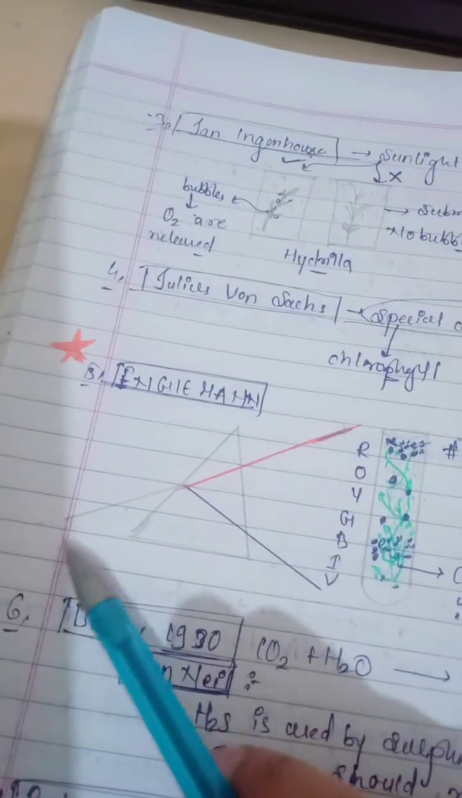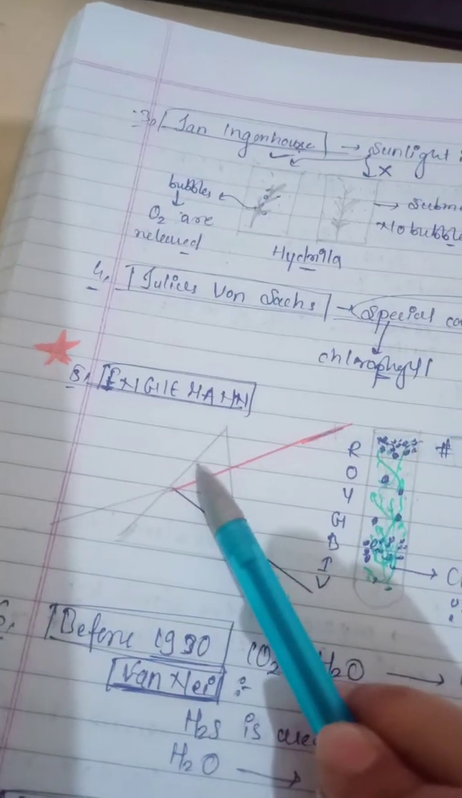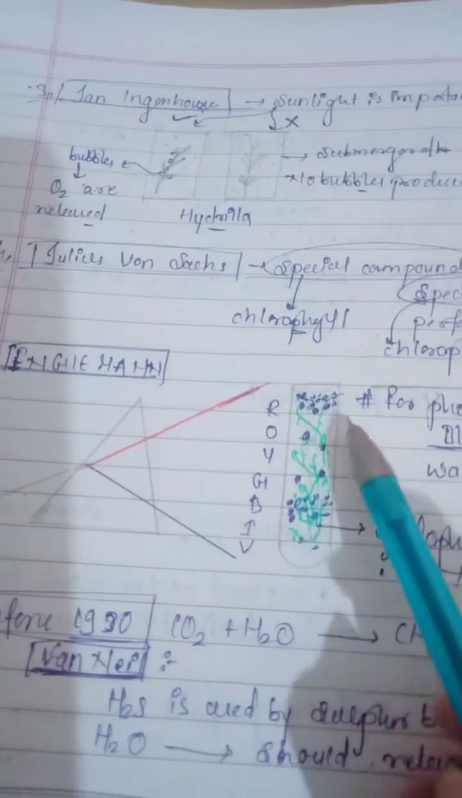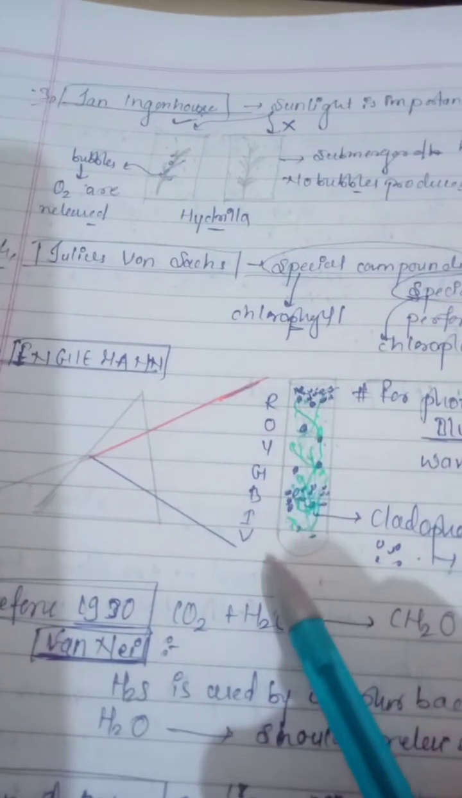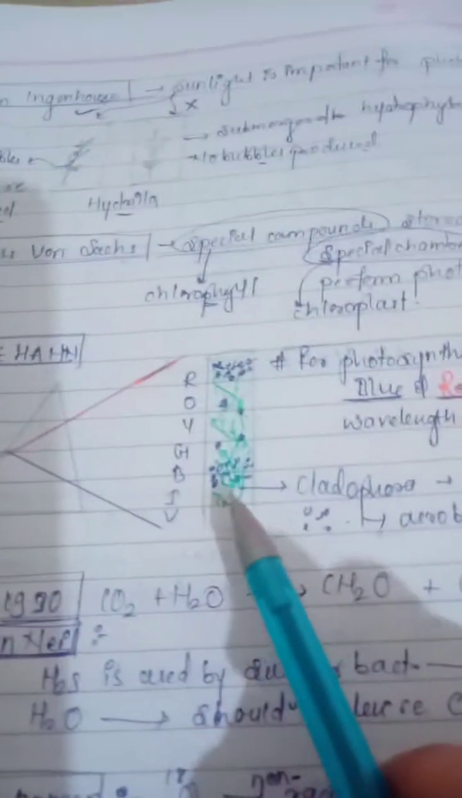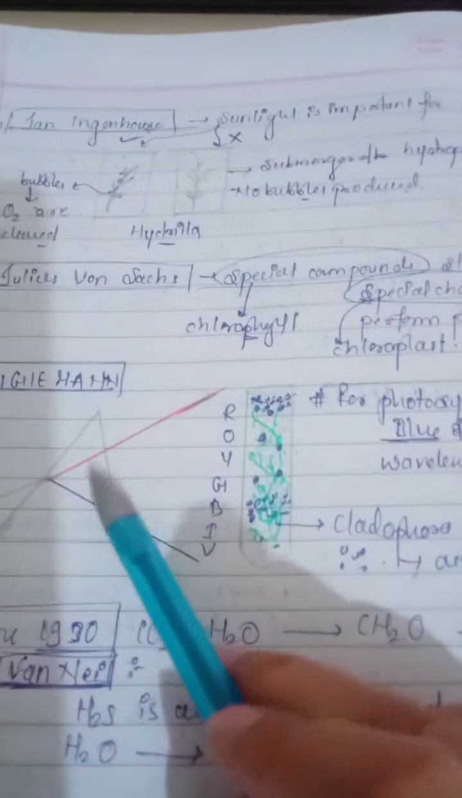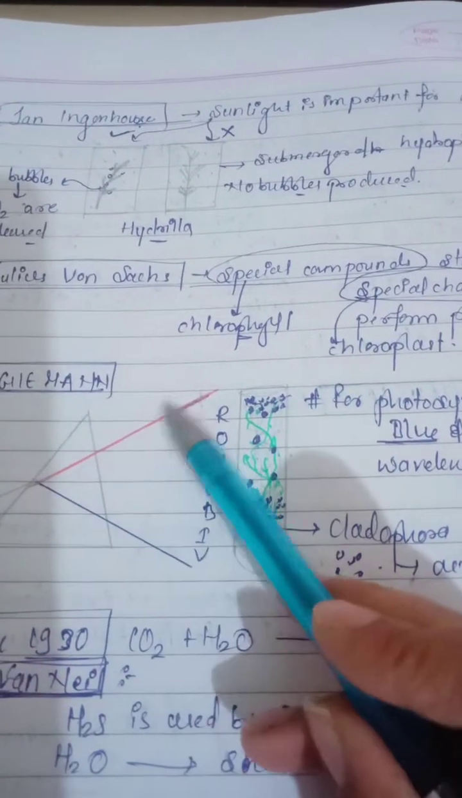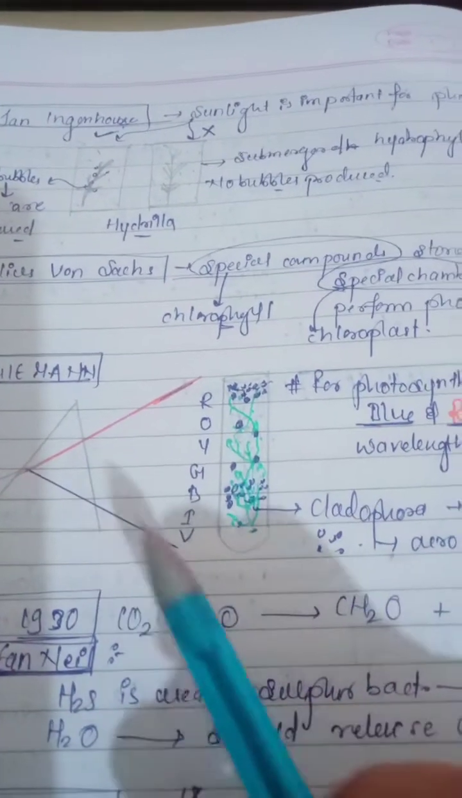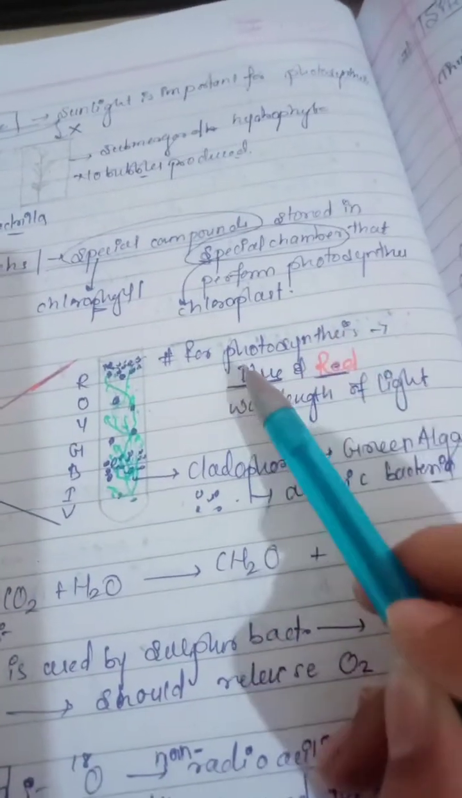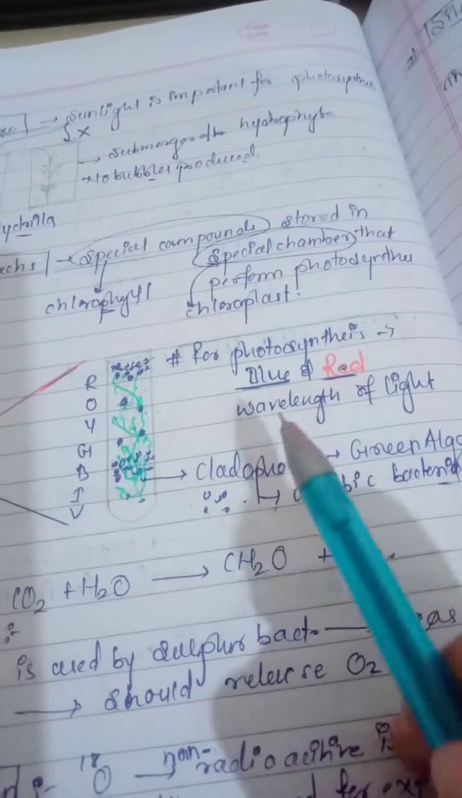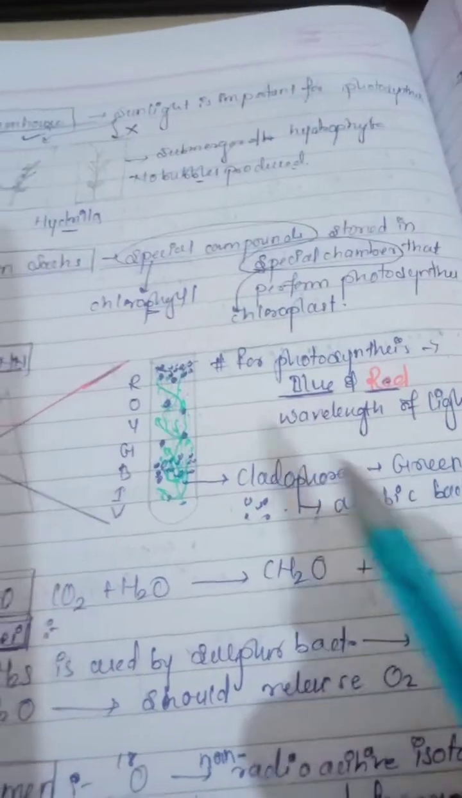So these are the light rays. They pass through the prism, and here we get all 7 colors of light. Sorry, here the bacteria gather at the red light and blue light. This shows that for photosynthesis only blue and red wavelengths of light are used.